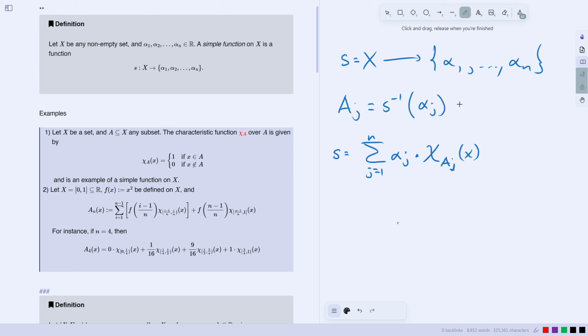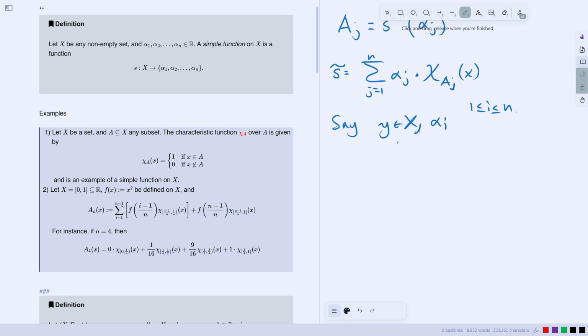Let's look at it. Pick, let's say, some element y of X that maps to alpha I, where I is between 1 and n. Let's verify that this definition, we'll say S tilde, gives us the same thing, that this function S tilde is the same as S, right? So we know that S of y is equal to alpha I. We want to see if that's the same for S tilde.